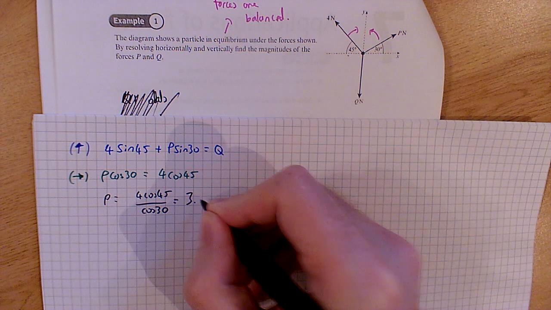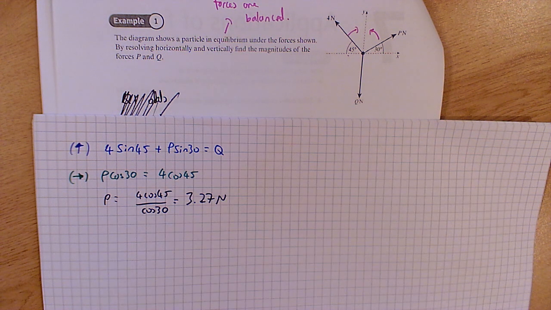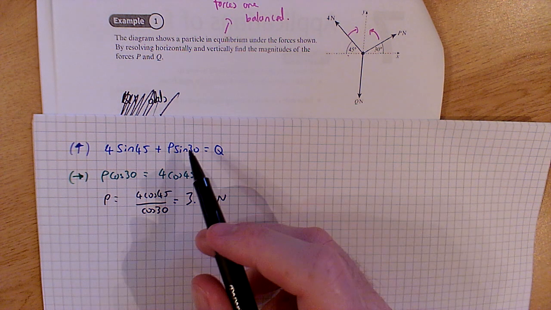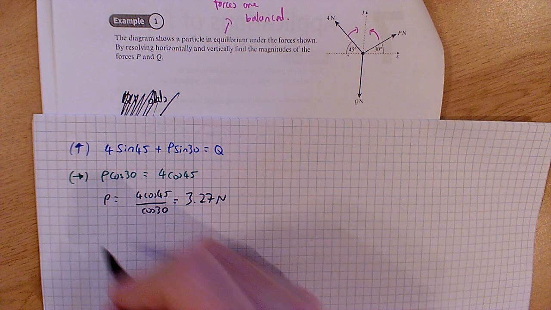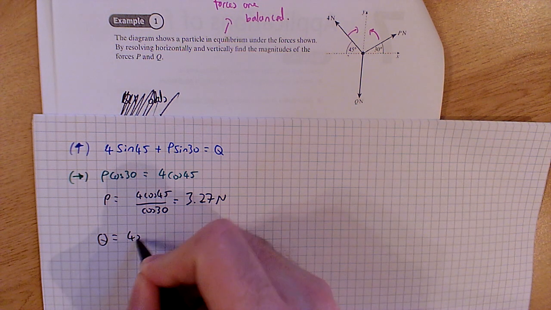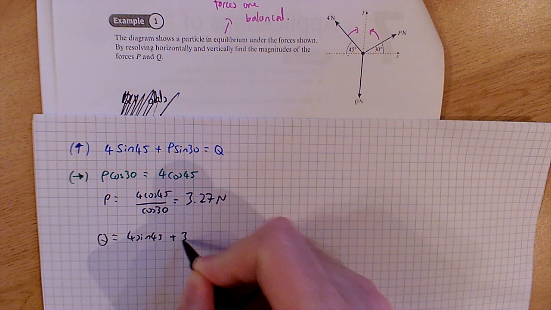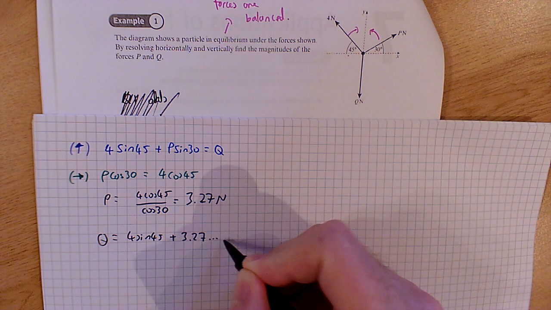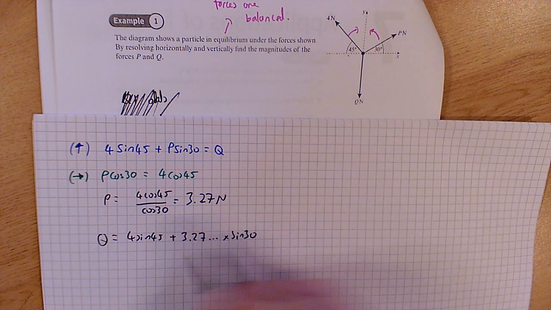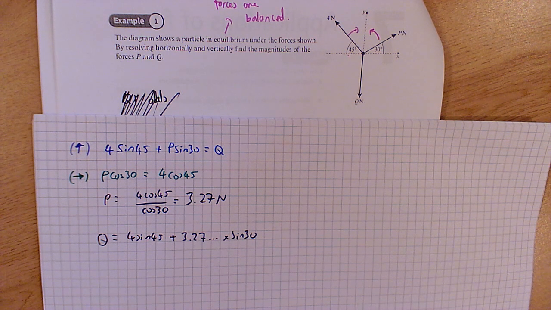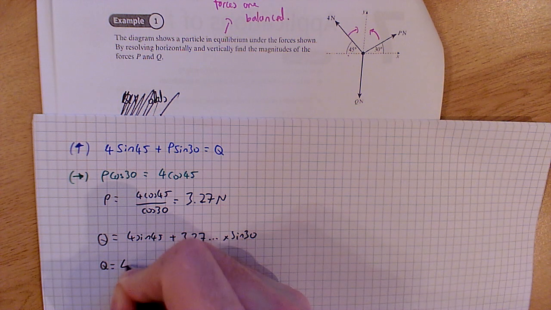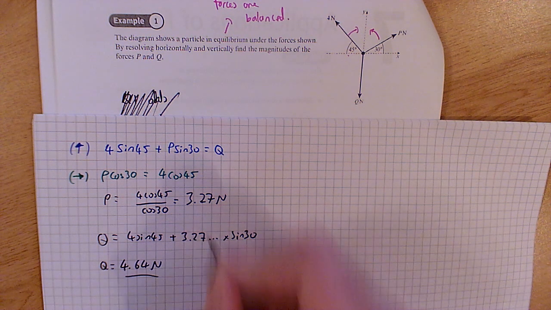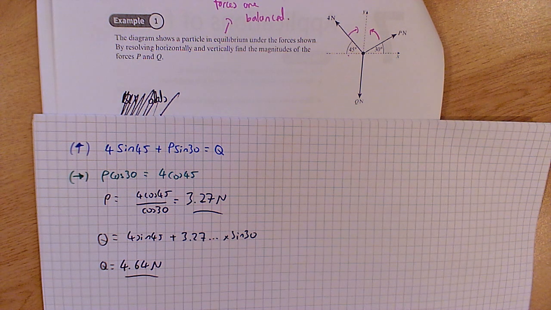Gives us 3.27 newtons to 3 significant figures, and all I'm going to do is substitute that into the first one and we'll get Q. So then Q equals 4 sine 45 plus 3.27, because I'm going to use my full calculator accuracy, times sine 30. This gives us 4.64 newtons to 3 significant figures, and there's your two answers, P and Q.